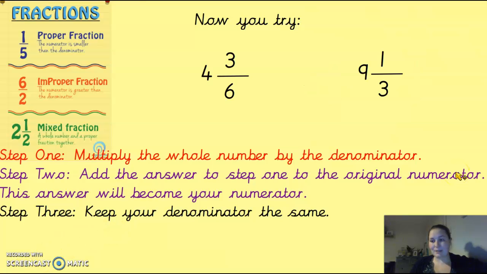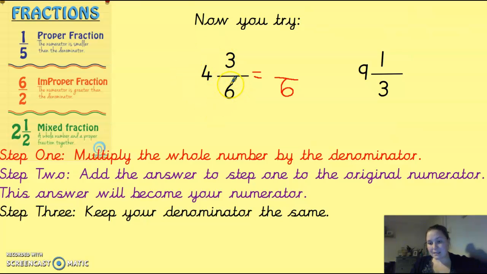Hopefully you had a go at that. Let's do it together quickly. So 4 3/6. We're working in sixths, so automatically I'm going to have a number of sixths. How many sixths would there be in 4 wholes?